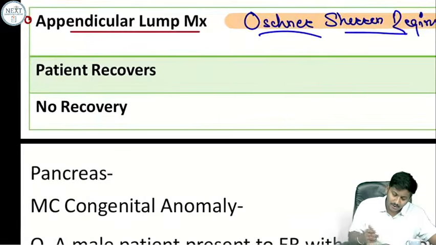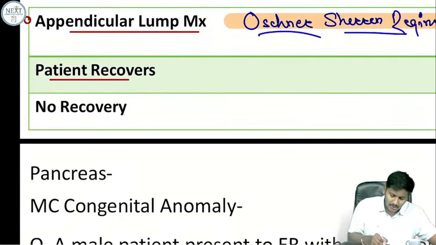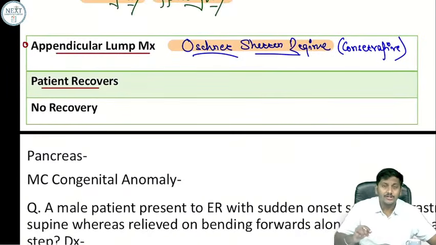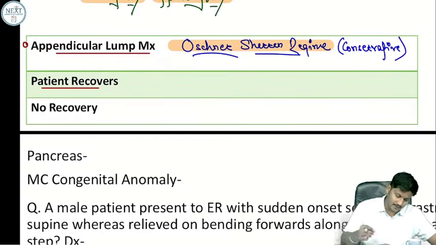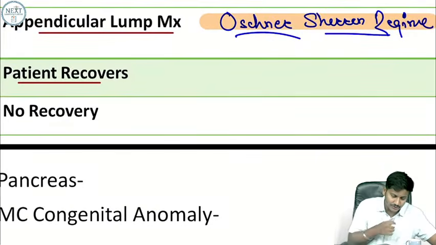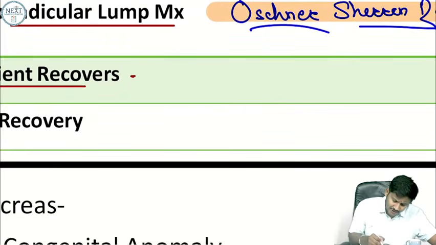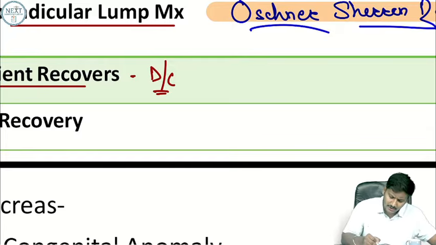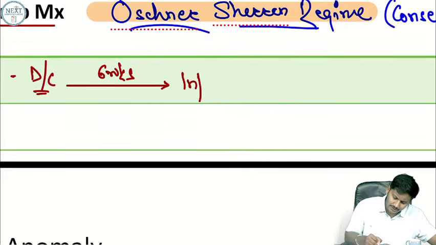That is important if they ask you about recovery. When you are giving the Ochsner-Scheren regime, or a conservative management, obviously you will monitor the patient. And if the patient recovers, what should we go for? In that condition, I should discharge the patient, and then call the patient after a gap of 6 weeks. And 6 weeks later, I should take up my patient for a surgery, and this time that surgery will be called an interval appendectomy.